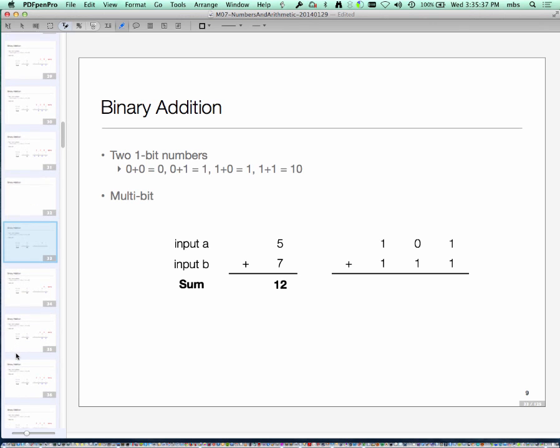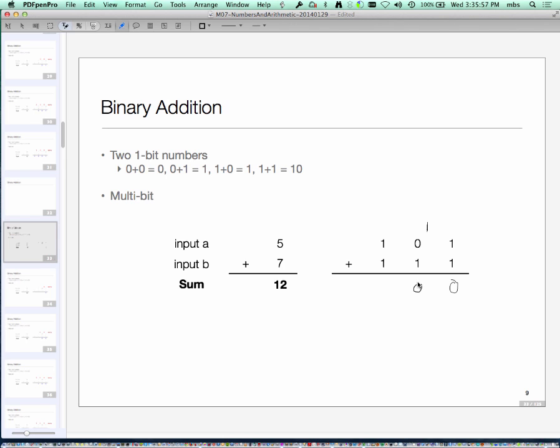Okay, so let's try this one. 5 plus 7, we want it to be 12, so help me out. What would be 1 plus 1? 0, and is there any carry? Yeah, right? Carry out here. Now we have 1 plus 0 plus 1.